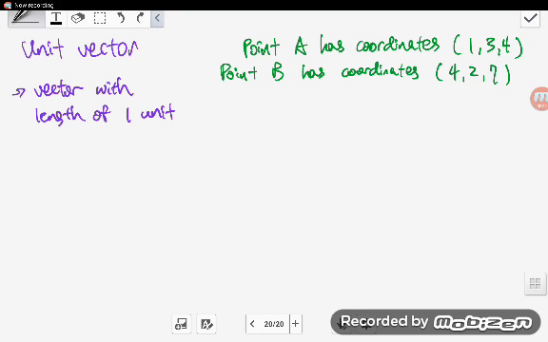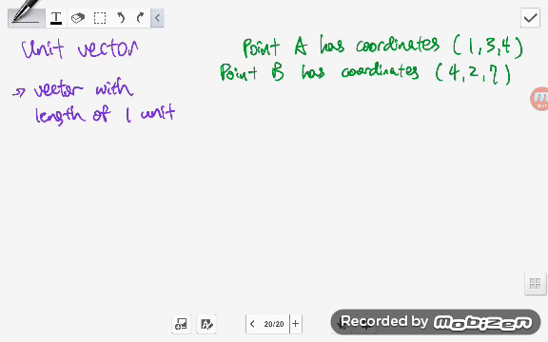Hi, in this video I'm gonna show you guys what is a unit vector. Okay, so the definition of a unit vector is simply a vector with a length of 1 unit, right, with a length of 1 unit.